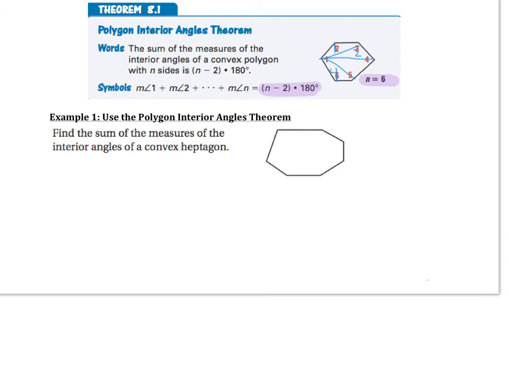So the steps for finding the sum of the interior angles: first, figure out the number of sides. Find your n. It's either the number of sides or the number of angles. Then use our formula.